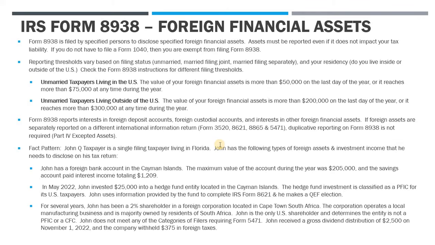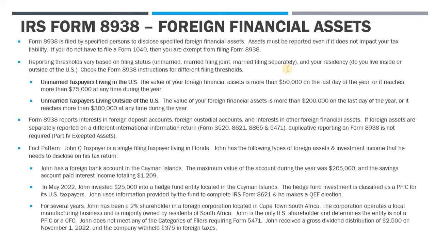So the first thing to consider is, are you a U.S. specified person that even has to file this? And then what are the filing thresholds? The reporting thresholds are laid out in pretty good detail in the instructions. They basically vary based on your filing status. So from an individual's perspective, whether they're unmarried, married filing a joint return, or married filing a separate return, and then your residency, right?